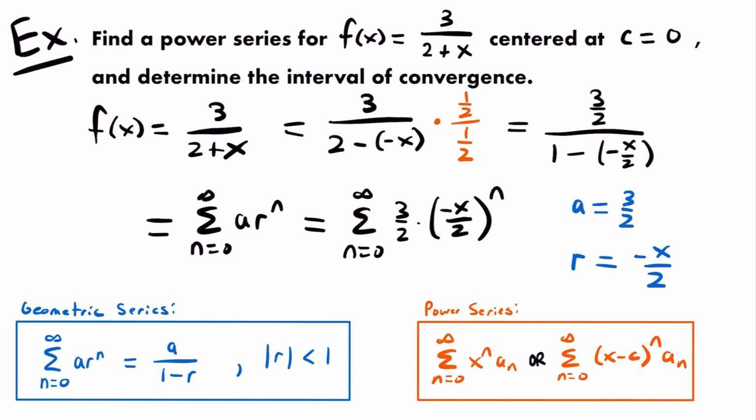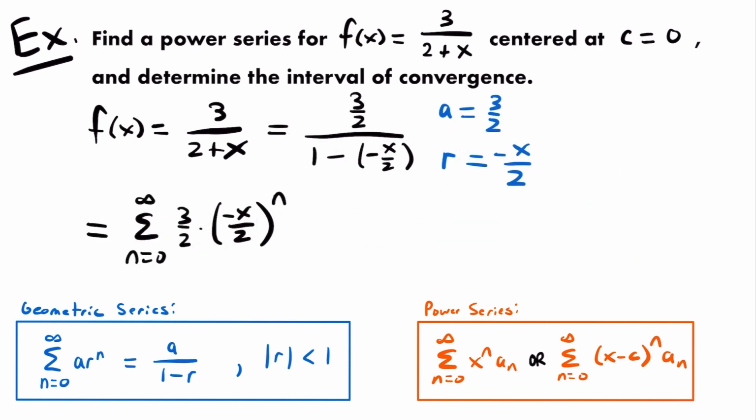All right, and so now we have our power series that represents this function, but we can simplify it a little bit so that it looks nicer. And so if I clean up my work, what I'm going to do first to simplify this is separate this negative from x divided by 2. Right, what I'm going to have is the sum from n equals 0 to infinity of 3 halves times negative 1 times x divided by 2 to the power of n. All right, so negative 1 times x divided by 2 is the same as negative x divided by 2.